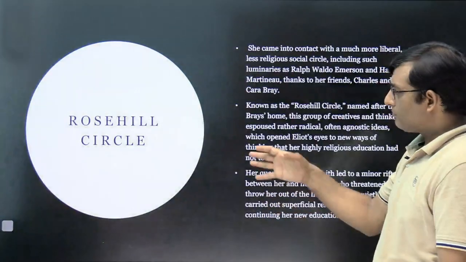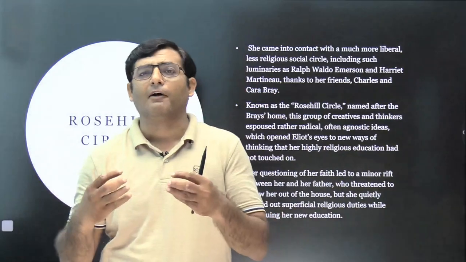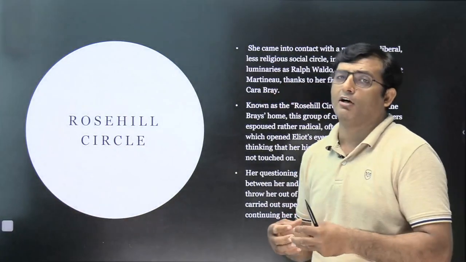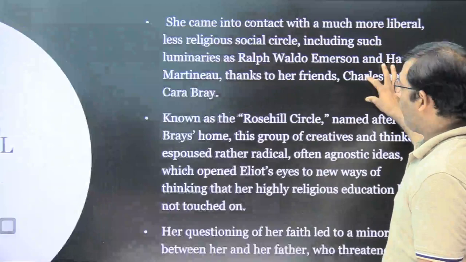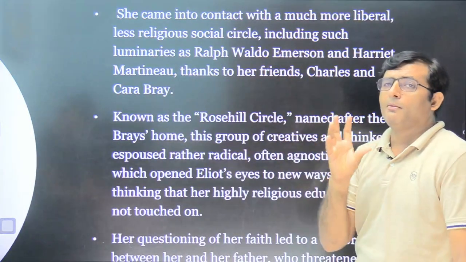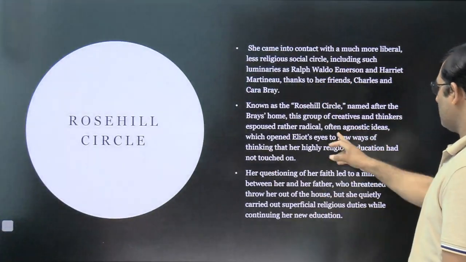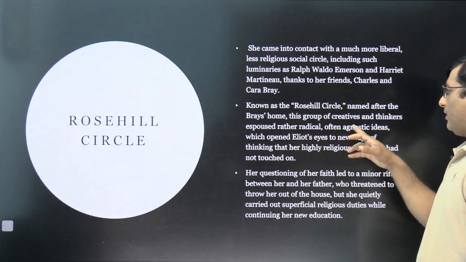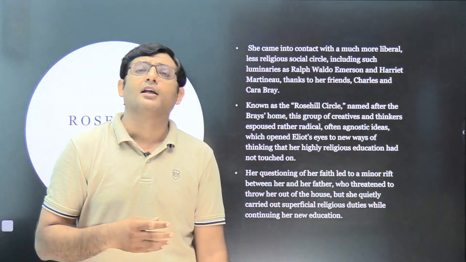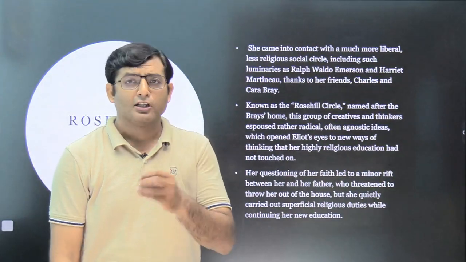career, right. She was a member of a club known as the Rosehill Circle. It was a circle of liberals, freedom loving people, and one of the members of the circle was Ralph Waldo Emerson and Harriet Martineau, thanks to her friend Charles and Cara Bray. Cara Bray's home was situated at Rosehill and that's why the group was called the Rosehill Circle. This group of creative thinkers espoused rather radical, often agnostic ideas. So the members of this group also believed in radicalism, believed in agnosticism, and the members of this group also shaped the life and career of George Eliot.